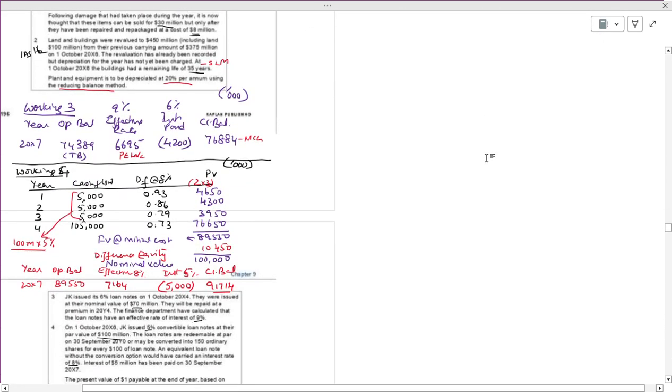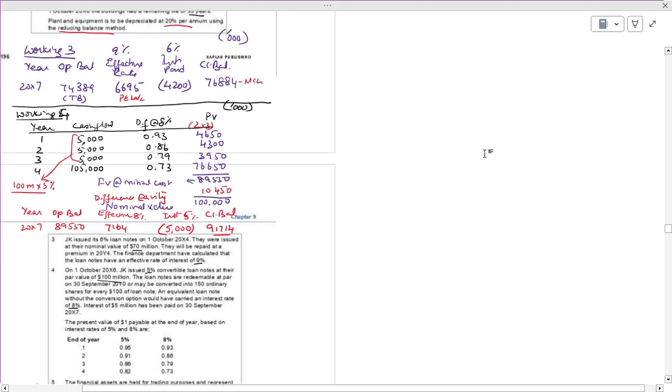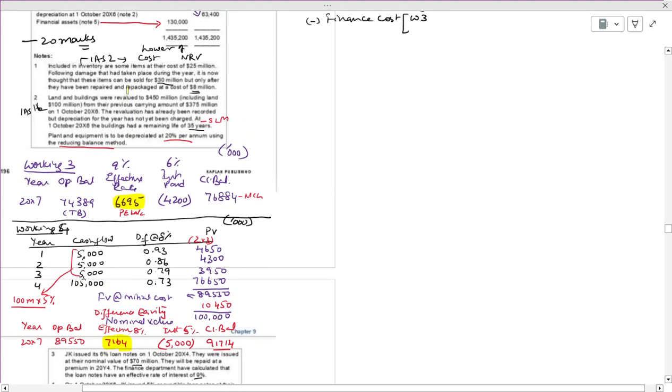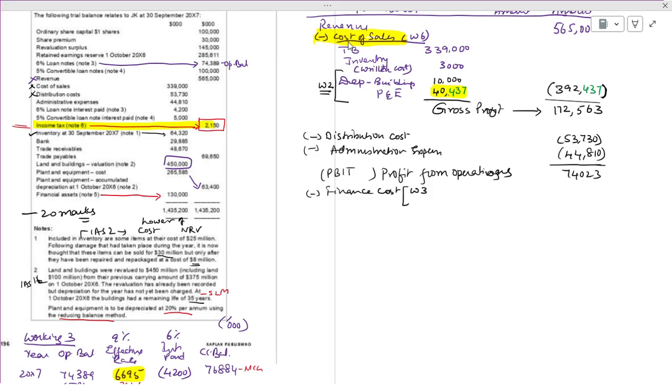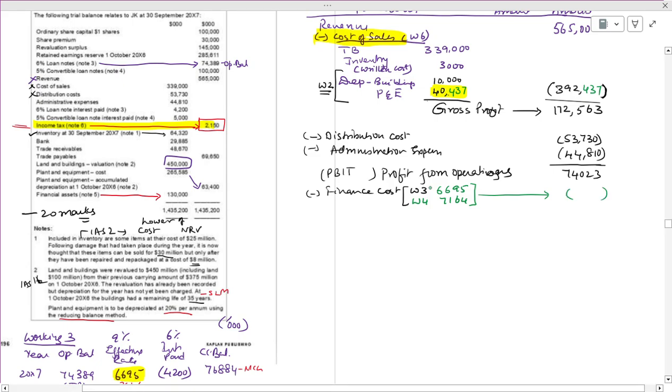Working 3, how much have you paid? 6,695. Working 4 is how much? 7,164. Are you understanding? How much will you get? Finance cost, same as interest cost.